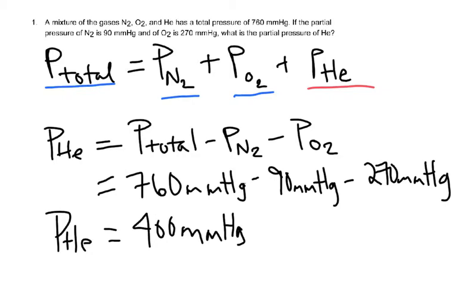Now, if you wanted to say convert this to atm, then you would use the conversion factor for every 760 millimeters of mercury, there's 1 atm. And so that would give you 0.526 atm.